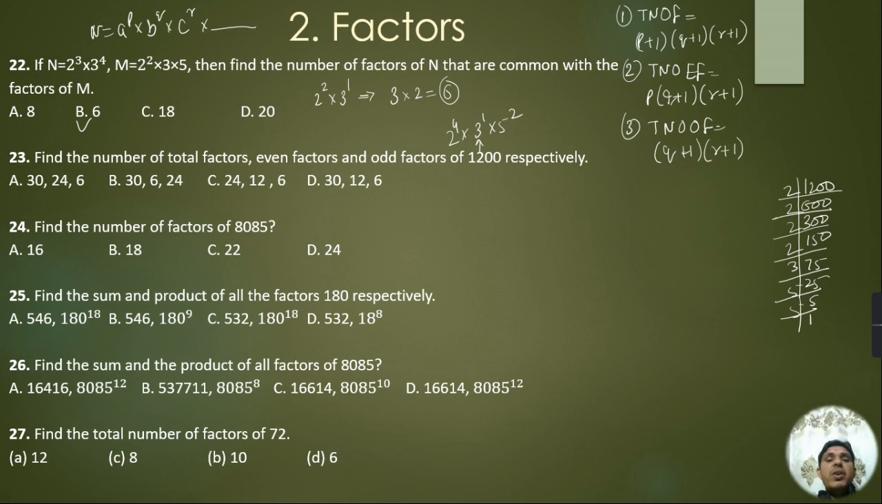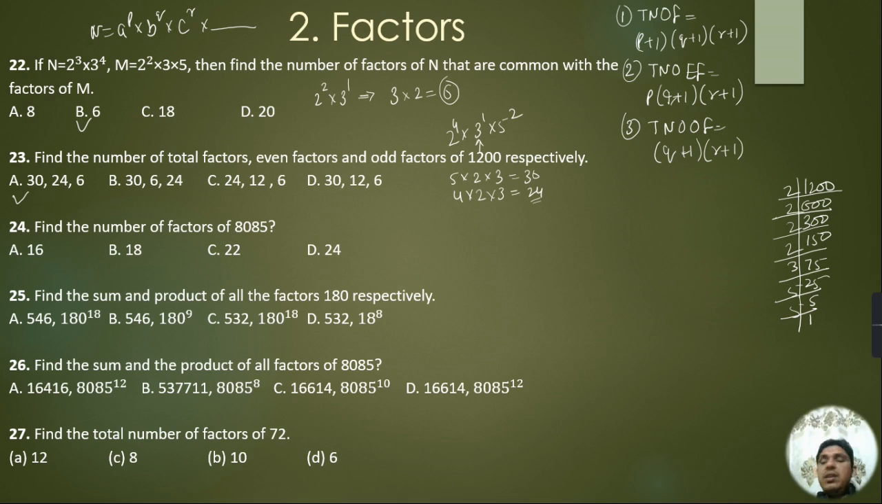Right? So what will be the total number of factors? The total number of factors will be simply 4 plus 1, that is 5, multiplied by 1 plus 1, that is 2, multiplied by 2 plus 1, that is 3. That means this will be 30. For the total number of even factors, since the even term 2 is there, we will not add 1 with p, so this will be 4 multiplied by 2 multiplied by 3, which is 24. So hence option A will be the right option, right?